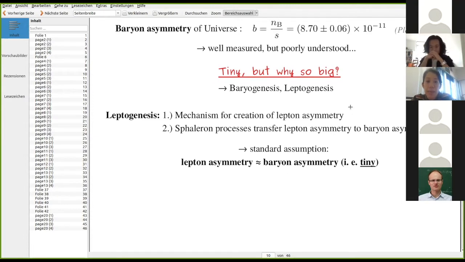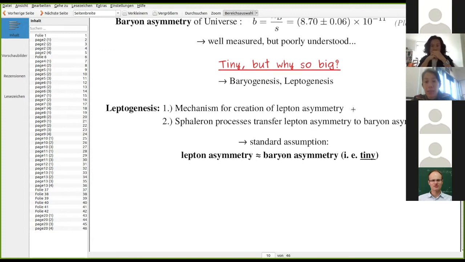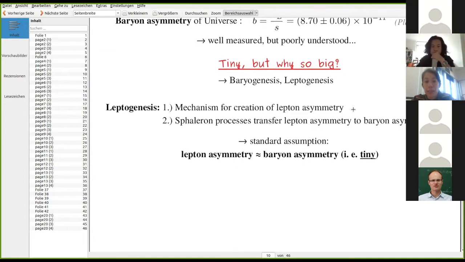The idea behind leptogenesis is to create a lepton asymmetry that is then transferred into a baryon asymmetry by so-called sphaleron processes. And this directly leads to the standard assumption that the lepton asymmetry is roughly as large as the baryon asymmetry, which means it's a tiny number.